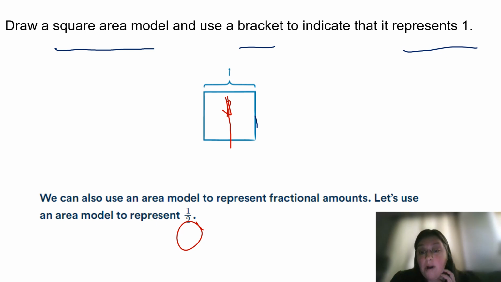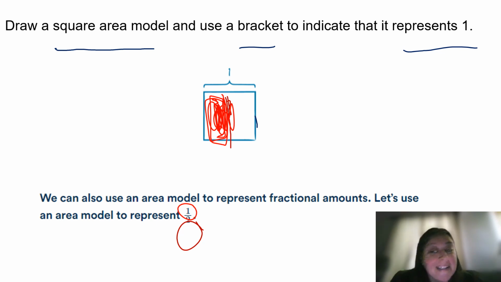But to show it's 1/2, we have to do some shading. So we're going to shade what the numerator tells us. And the numerator is a 1, so we're going to shade in 1 of the units. We partitioned it into 2. We're going to shade in 1. And now we've made 1/2.